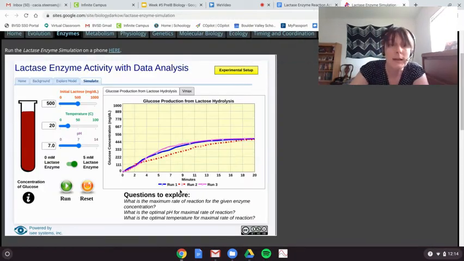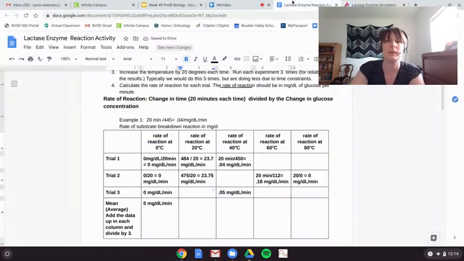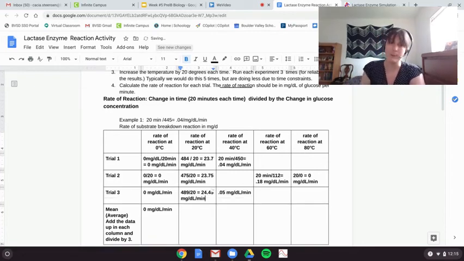And my last one here, trial number 3, the pink one, is 489. So I can say, okay, 489 divided by 20 minutes, because again, it's 20 minutes. Let's try that. 489 divided by 20 is 24.45 milligrams per deciliter per minute.